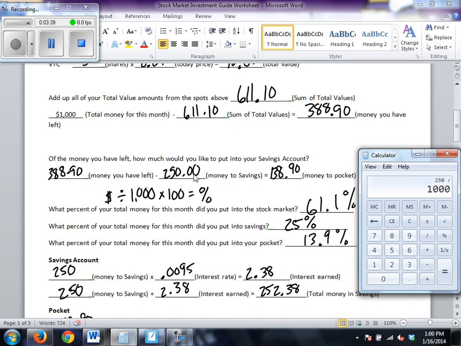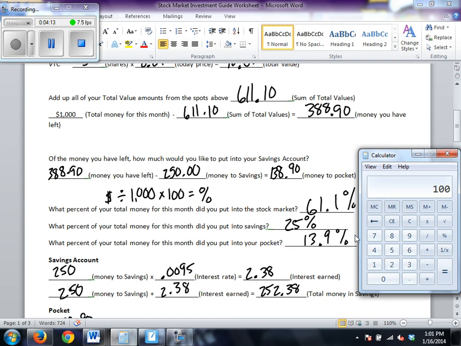I'm going to divide that by 1,000. I'm going to multiply that by 100 to make it a percent. So that's 25%. Then I'm going to take the money I put in my pocket, $138.90, divide that by 1,000, multiply that by 100, and that gives me 13.89%. I'll round that to 13.9%. Now what you want to do is you want to add all these up. So I have 61.1 plus 25 plus 13.9, and as you can see that equals 100% because it includes all of my money.